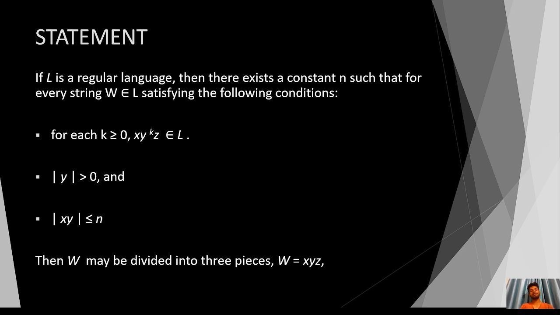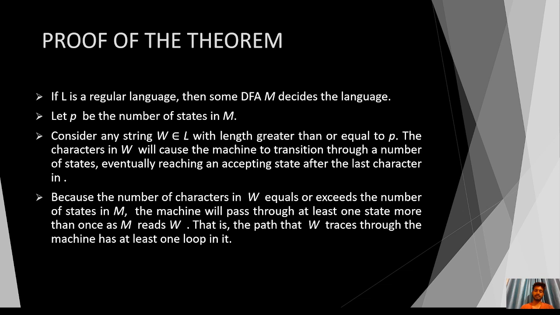The length of y here should be greater than 0, and the length of xy combined should be less than or equal to n. n is a certain value or constant that we'll be taking at the start of the problem based on our needs. Then W may be divided into three pieces. As I told, W will be divided into three parts, x, y, and z in this case.